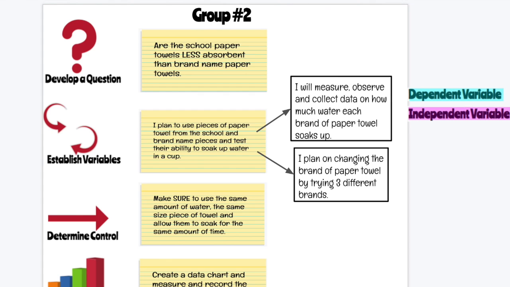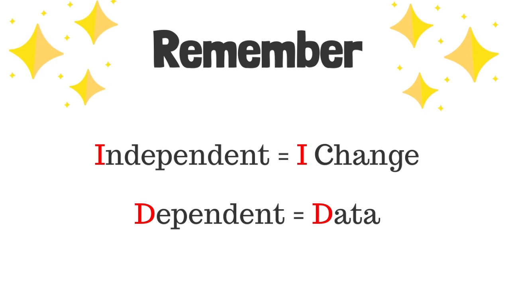Another example. Here, we've developed a question. We are studying some paper towels, and we want to know if the school paper towel is less absorbent than a brand name paper towel. As we establish our variables, it's our plan. We plan to use pieces of paper towel from the school and brand name pieces and test their ability to soak up water in a cup. We're going to break that down a little bit further. This first card focuses on the data that's going to be collected as a result of this experiment. And this one is, I plan on changing the brand of paper towel by trying 3 different brands. So can you figure out which is the dependent variable and which is the independent variable?